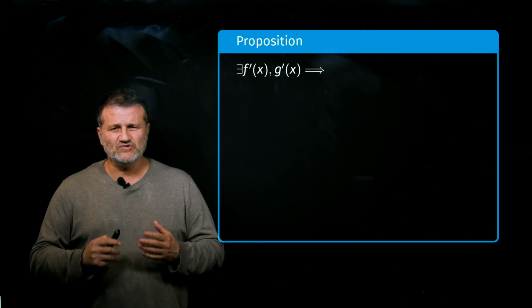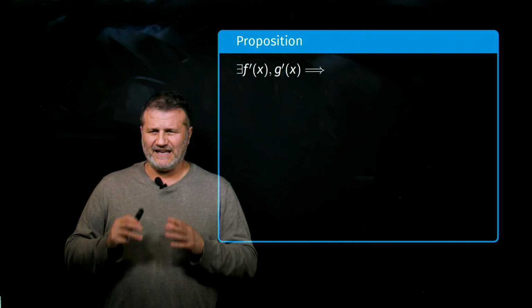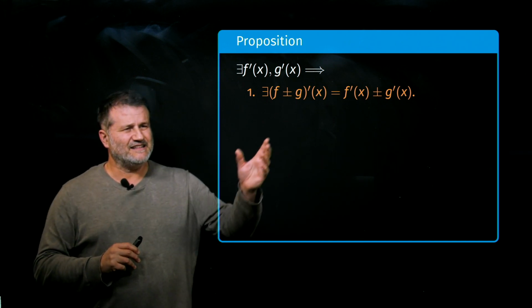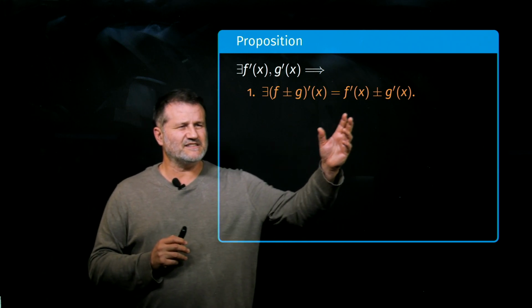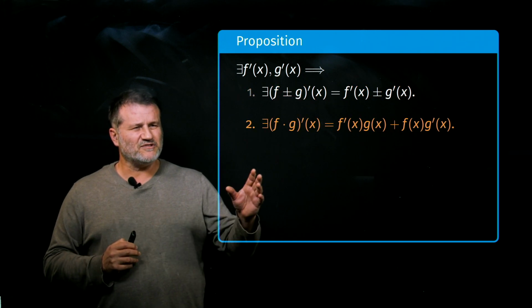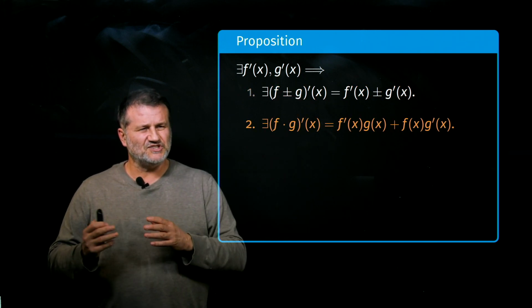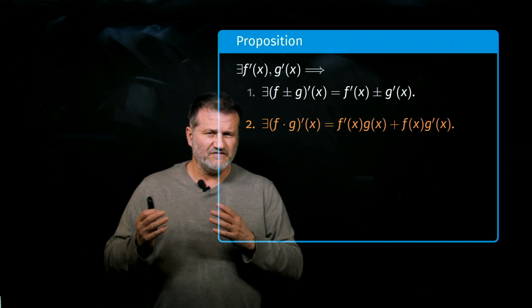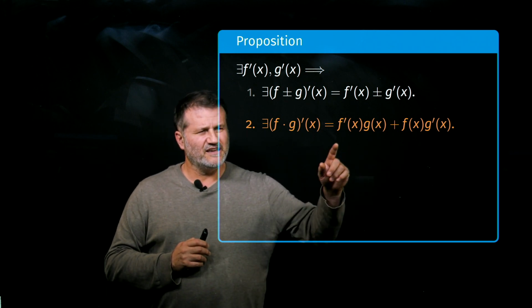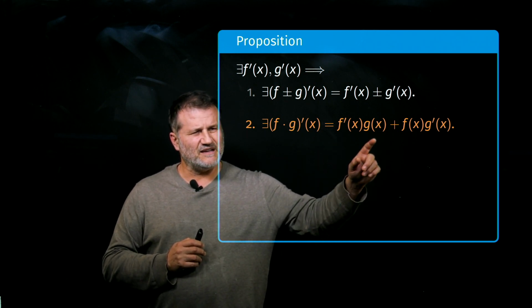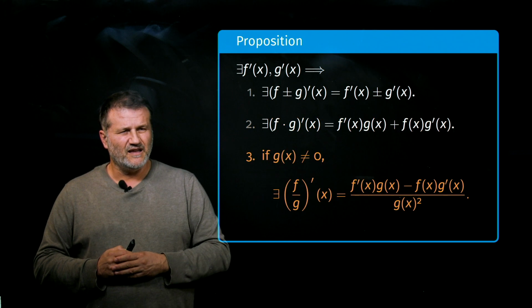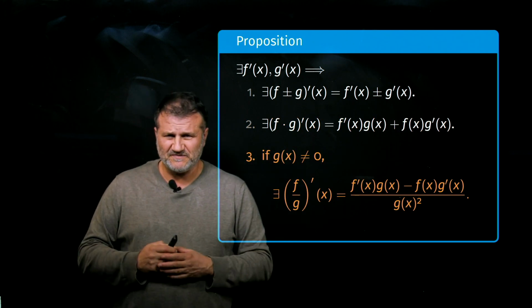Let f and g be two functions differentiable at a generic point x. Then their sum and difference are differentiable, and the derivative of the sum or difference is the sum or difference of the derivatives. More or less the same happens with the product: the product f times g is differentiable. However, the derivative of the product is not the product of the derivatives. It is a bit more involved formula. It is the first factor's derivative times the second plus the first factor times the derivative of the second. And similarly, we have a formula for the ratio.